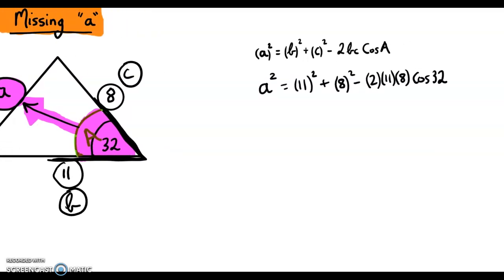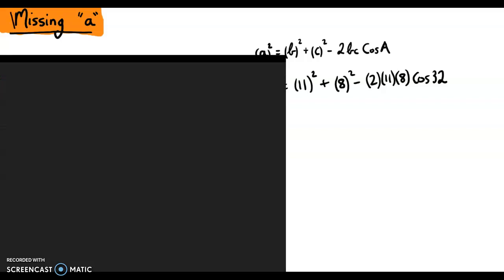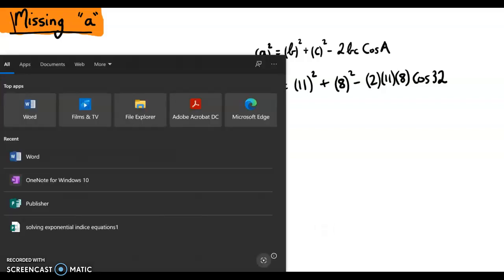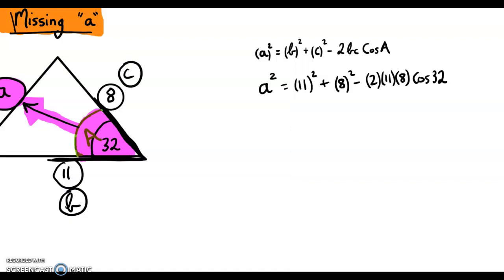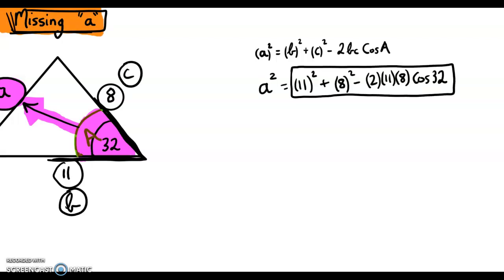Okay, relatively straightforward when you're missing A. Very straightforward. You simply type all of this into the calculator in one go. Okay, all of that into the calculator. No need to move anything. Just type the entire line into the calculator.